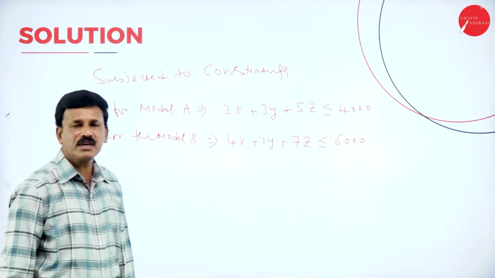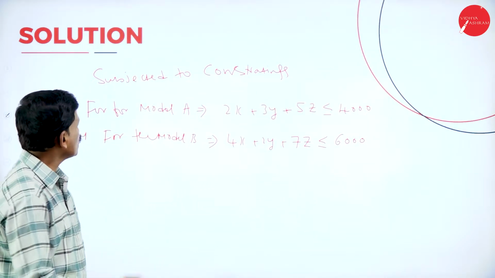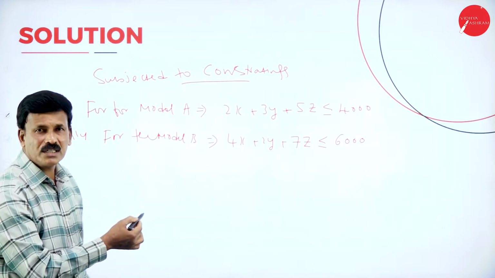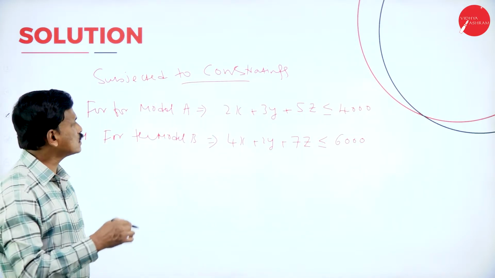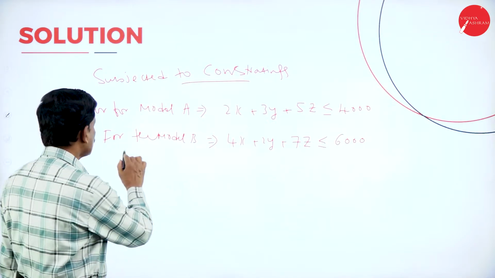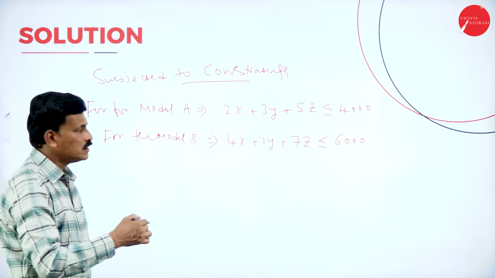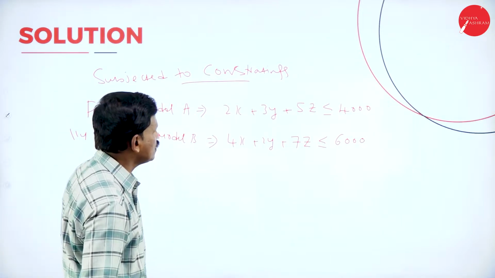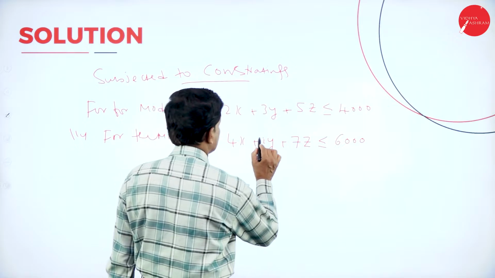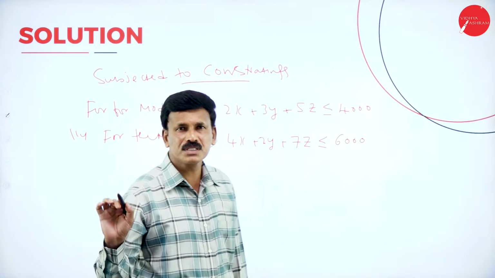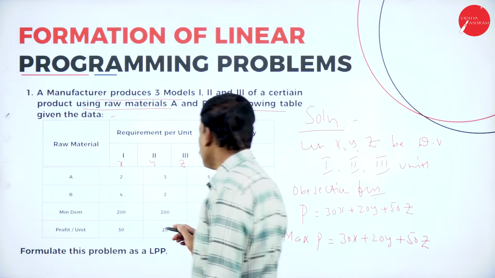These are very, very mathematical equations. So, subjected to the constraints, for the model A, the given condition is 2x plus 3y plus 5z is less than or equal to 4,000. And for the model B, 4x plus 2y plus 7z is less than or equal to 6,000. Okay, followed. Hope you followed this.